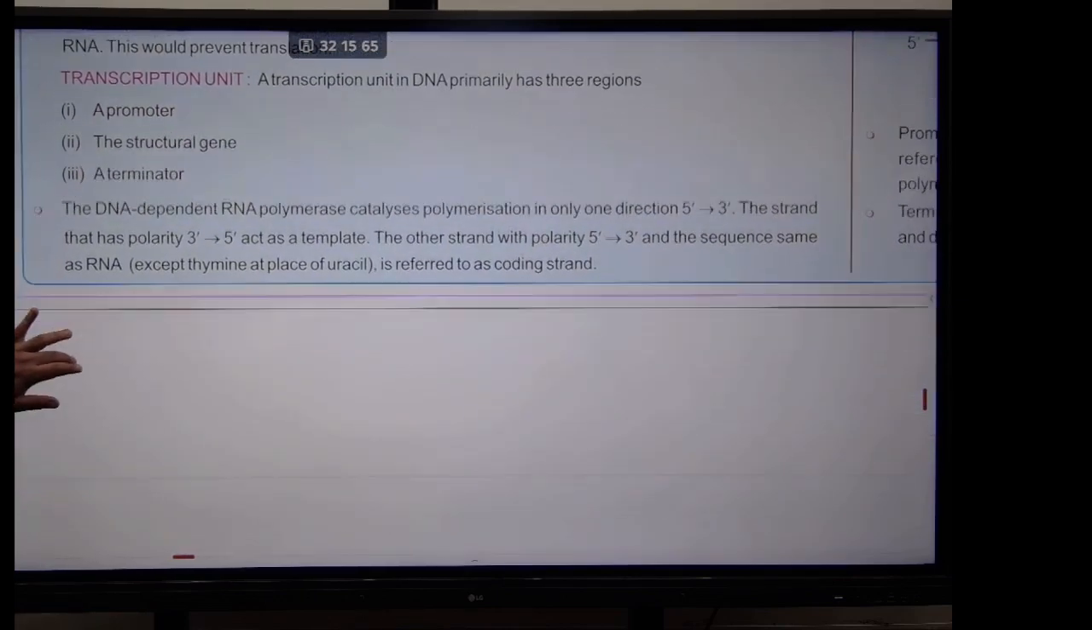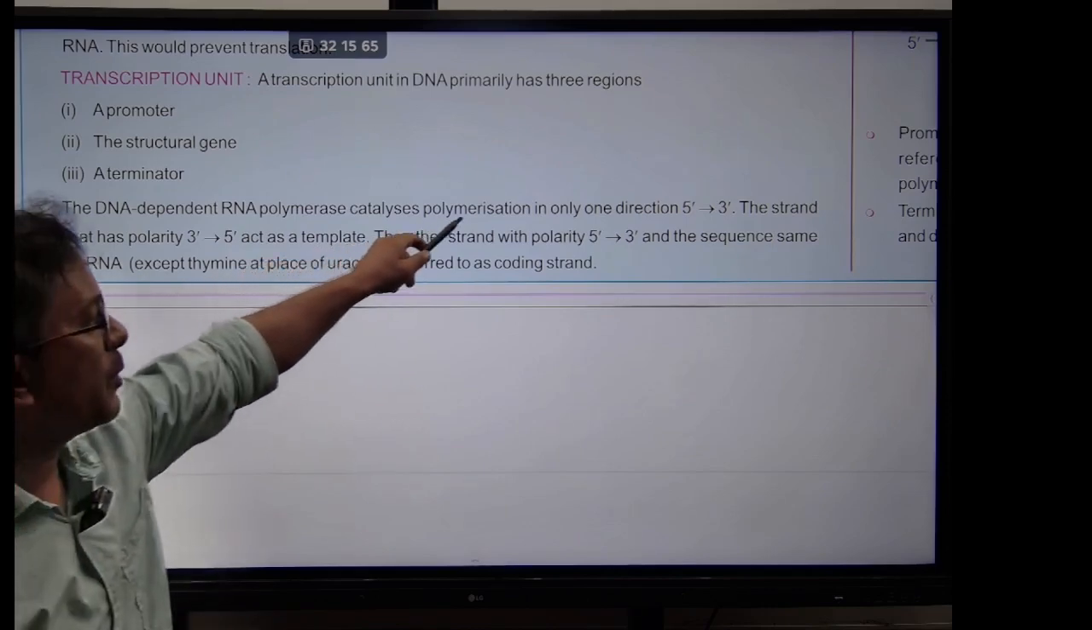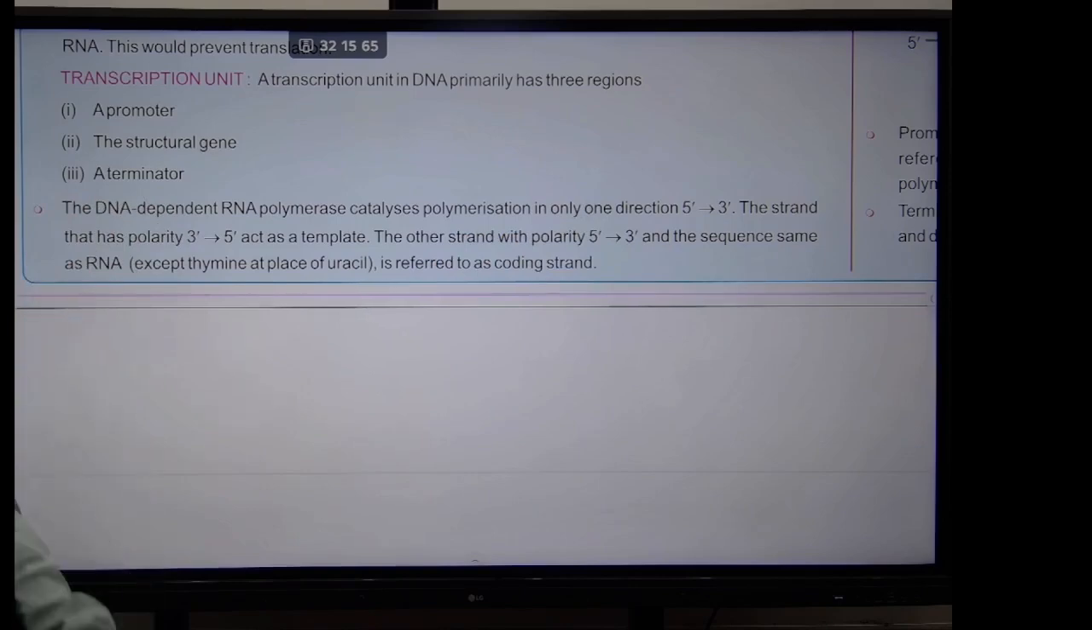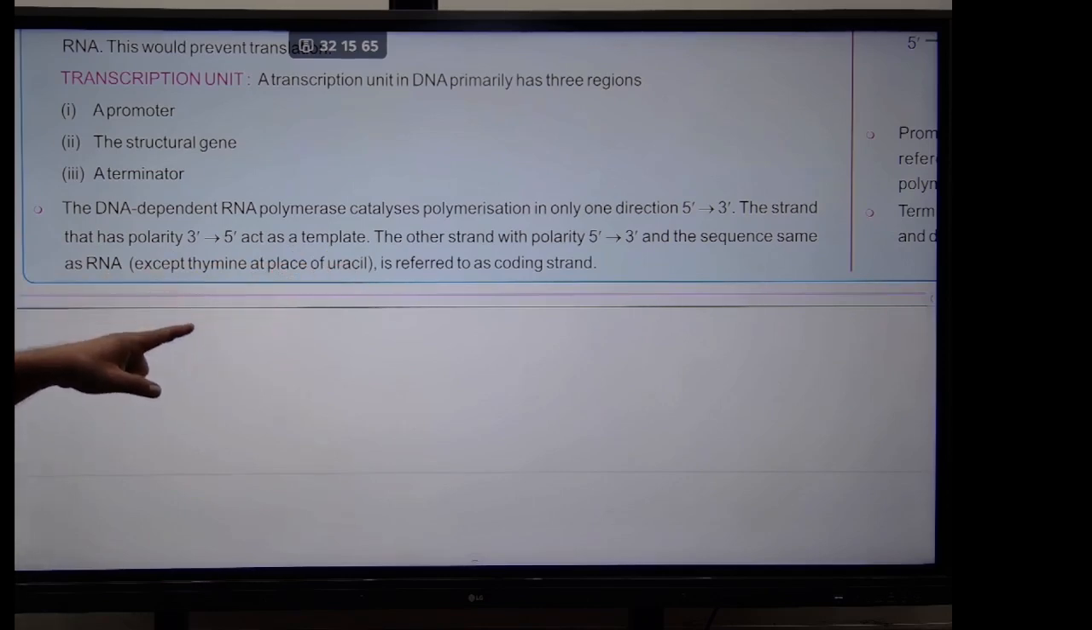The enzyme that is used for transcription is called the DNA dependent RNA polymerase. The enzyme for replication, DNA dependent DNA polymerase, catalyzes the polymerization in only one direction. What is the direction here? 5' to 3', which means which strand is used? The strand that is running from 3' to 5'. That is called the template strand. The opposite strand is called the coding strand. The strand that has polarity 3' to 5' acts as a template, whereas the other strand with polarity 5' to 3' has the sequence same as the RNA. Why is it the same as the RNA?